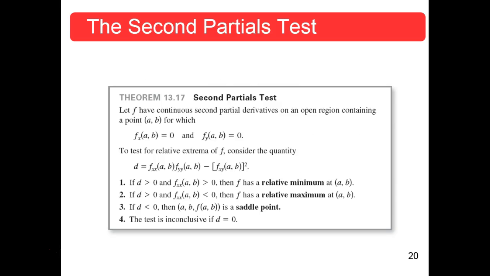So here's theorem 13.17, which kind of combines some of the earlier ones with this. So here's what we have, the second partials test. Let f have continuous second partial derivatives on an open region containing a point (a, b), for which f sub x at (a, b) and f sub y at (a, b) are both equal to 0. To test for relative extrema of f, consider this quantity. It's kind of like your discriminant was in the quadratic formula.